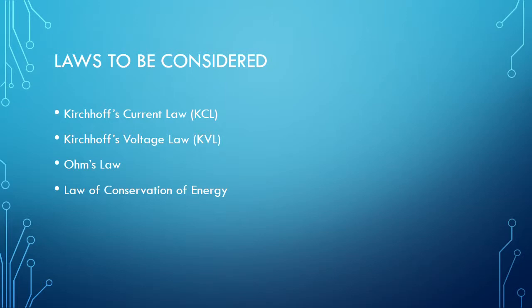Kirchhoff's current law states that the current going into a junction on a circuit must equal the current leaving that junction. Kirchhoff's voltage law states that the voltage around a closed loop is zero. Ohm's law gives an equation that relates voltage to current. And the law of conservation of energy says that the power supplied to a circuit must equal the power being consumed by the circuit at any given time. We will go into more detail in the next slides to give a more practical understanding of these laws.